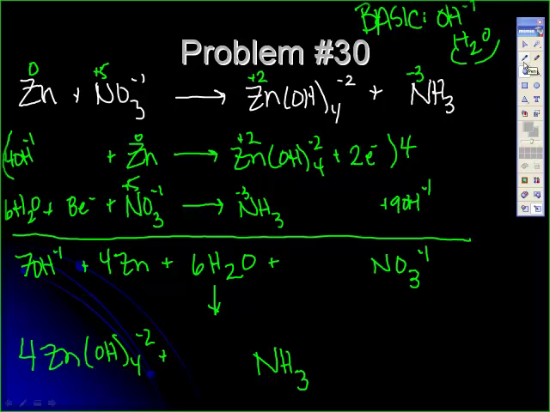So let's just make sure we're balanced. Let's do Zns first. So I have 4 here and 4 here, so that's all good. Let's do N's next. I have 1 here and 1 here, so that's good. Let's do O's next. I have 7 plus 6 is 13 plus 3 is 16. So let's make sure we have 16 down here. Oh, that's easy. 4 times 4 is 16.